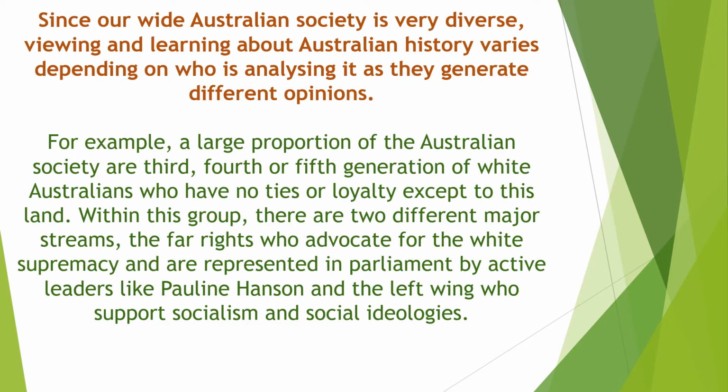Since our wider Australian society is very diverse, viewing and learning about Australian history varies depending on who's analysing it, as they generate different opinions. For example, a large proportion of Australian society are third, fourth or fifth generation white Australians who have no ties or loyalty except to this land. Within this group, there are two different major streams: the far right, who advocate for white supremacy and are represented in Parliament by active leaders like Senator Pauline Hanson, and the left wing, who support socialism and social ideologies.